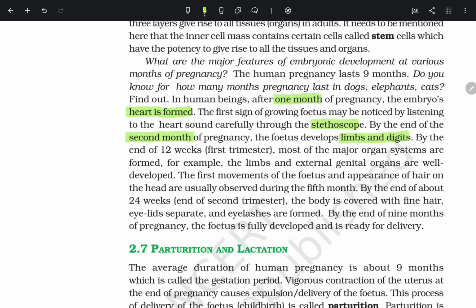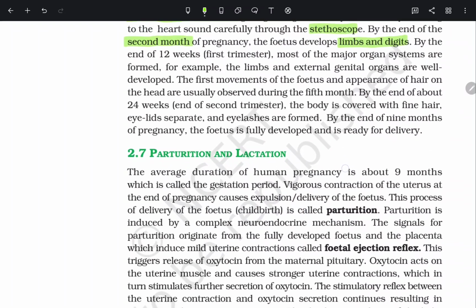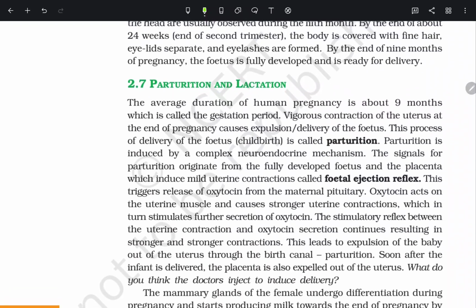By the end of 12 weeks, the first trimester, most of the major organ systems are formed. For example, the limbs and external genital organs are well developed. The first movements of the fetus and appearance of hair on the head are usually observed during the fifth month. By the end of about 24 weeks, the body is covered with fine hair, eyelids separate, and eyelashes are formed. By the end of 9 months of pregnancy, the fetus is fully developed and is ready for delivery.